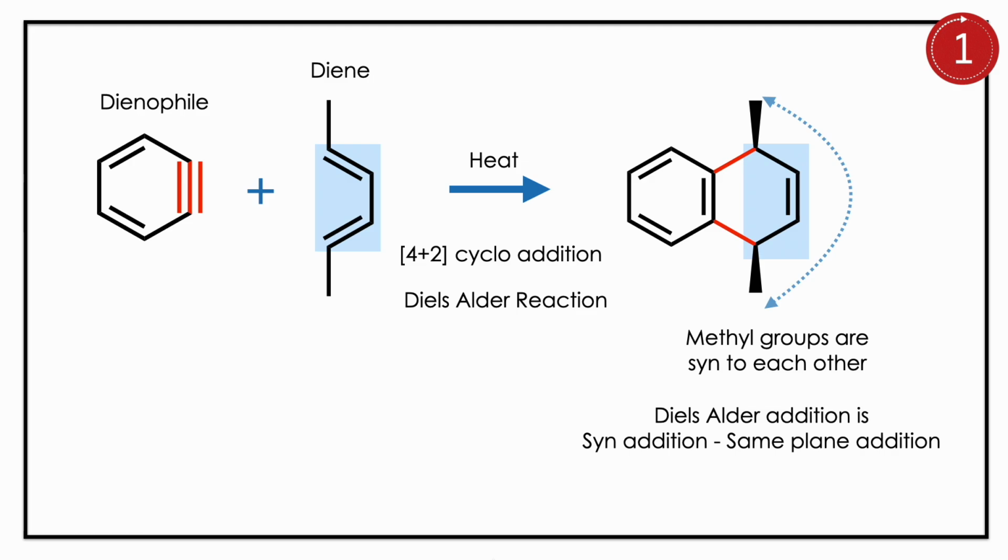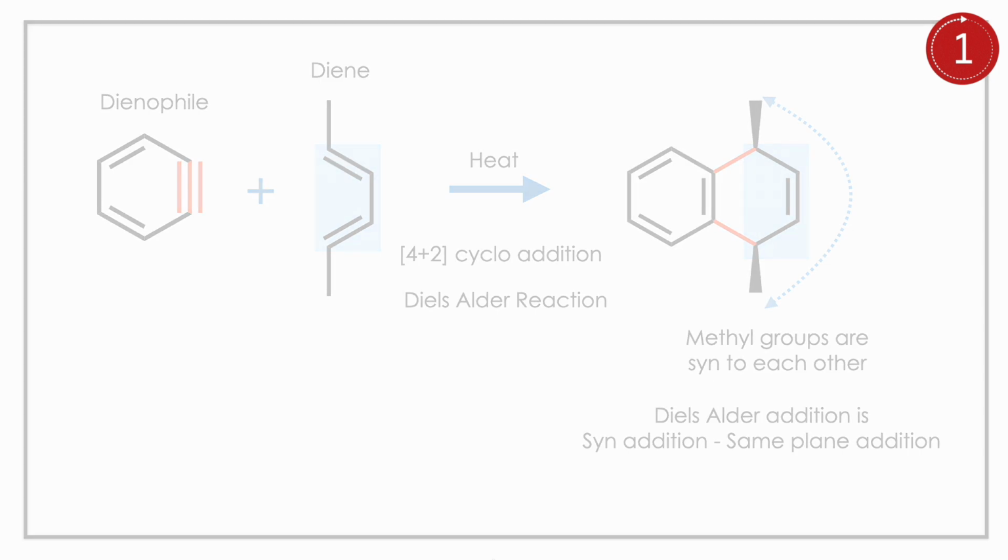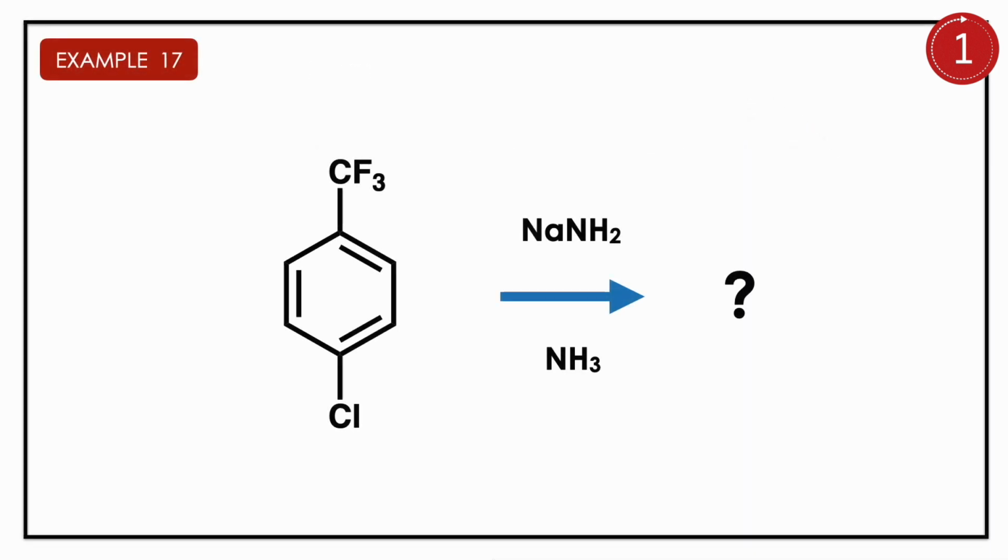It forms fusion product. The important thing here is the reaction happens in the same plane, or you can say syn addition. So methyl groups are syn to each other. Benzyne reaction involves syn addition with Diels-Alder reaction. Then the next example, you have para-chlorotoluene, which is with trifluoro substitution. You are reacting with sodamide and ammonia. You should find what will be the final product.